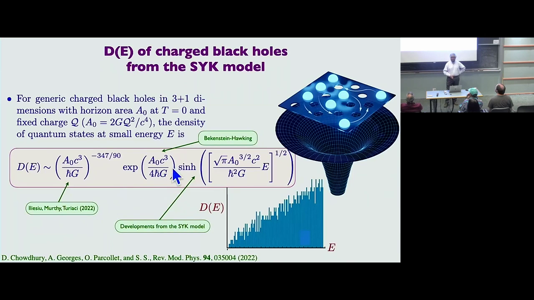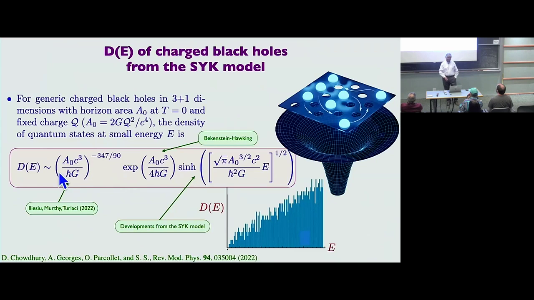This is the Bekenstein-Hawking result. Then this cinch is exactly the form of the SYK model that comes from the JT gravity. And you can even fix the coefficient here in terms of the area of the horizon at 0 temperature. So these are quantum corrections to the Hawking result. And then you get a prefactor, and this is the only thing that actually depends upon the matter content of the universe. And the low energy matter content, this factor of 347 over 90.